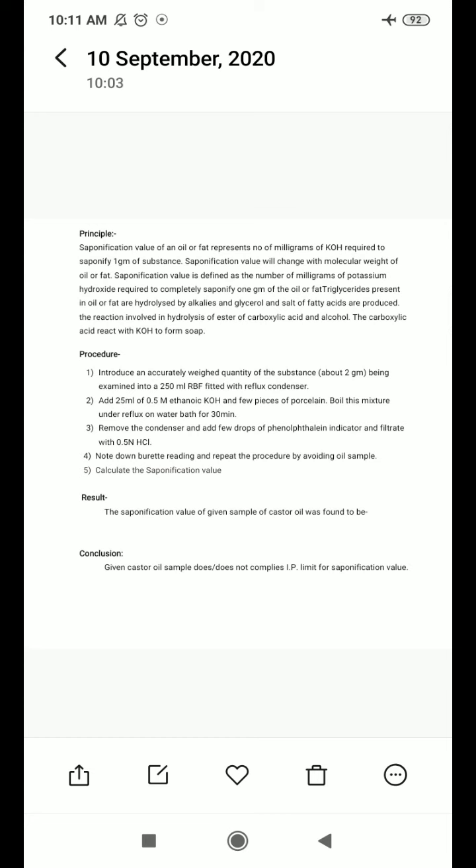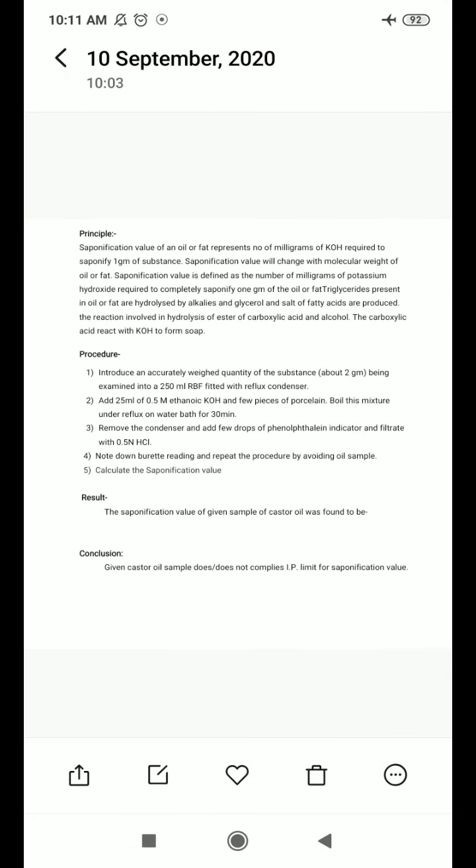Means saponification value will change with the molecular weight of oil or fat. I earlier said how the relation between molecular weight and saponification value. Saponification value is defined as the number of milligrams of potassium hydroxide required to completely saponify 1 gram of the oil or fat. Triglycerides present in oil or fat are hydrolyzed by alkalis, and glycerol and salts of fatty acids are produced. This reaction is nothing but hydrolysis, because there is KOH. OH always is responsible for the hydrolysis of the particular compound.